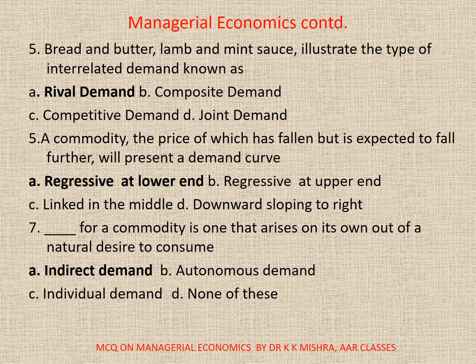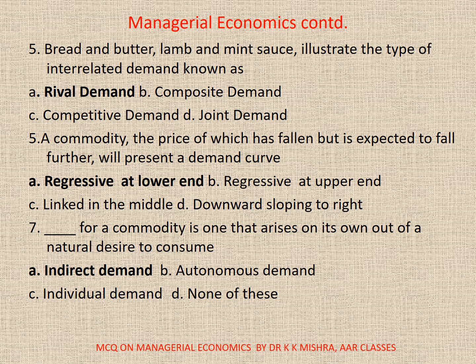Rival demand. 5. A commodity the price of which has fallen but is expected to fall further will present a demand curve, A. Regressive at lower end, B. Regressive at upper end, C. Linked in the middle, D. Downward sloping to right. Correct option is A. Regressive at the lower end.